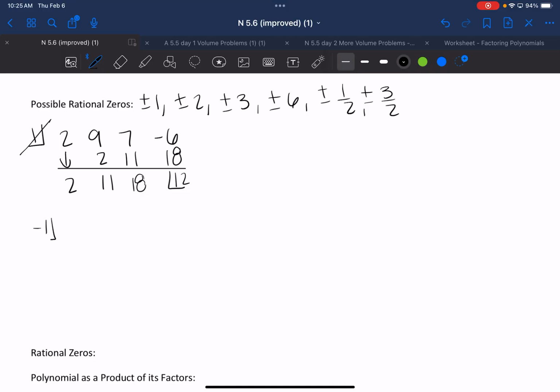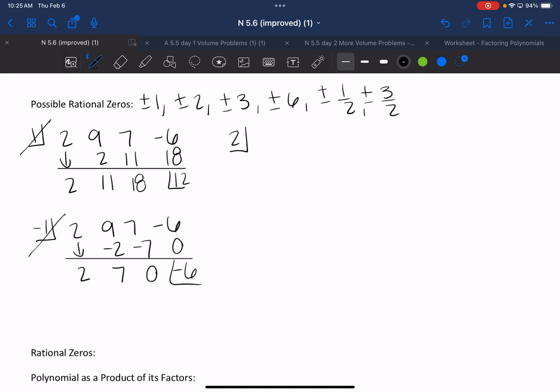Okay, let's try negative 1. So negative 1, 2, 9, 7, negative 6. All right, so I bring down the 2. 2 times negative 1 would be negative 2, right? And 9 plus negative 2 is 7. 7 times negative 1. Negative 7, so we add and get 0. 0 times negative 1 is 0. We add and we get negative 6. So did that one work either? Okay. So what do we try next? The 2s? Do y'all want to try positive 2 or negative 2?